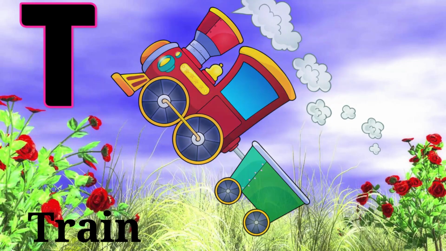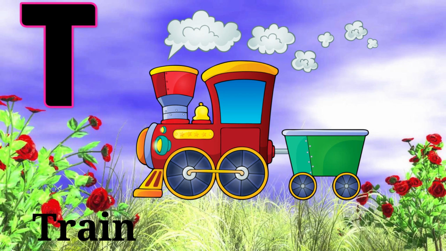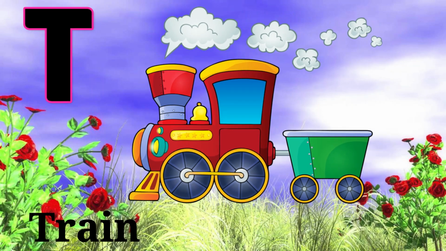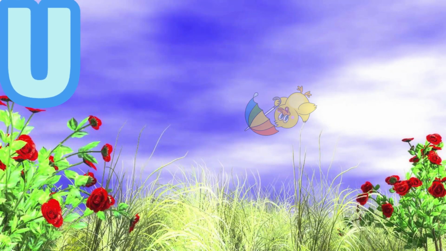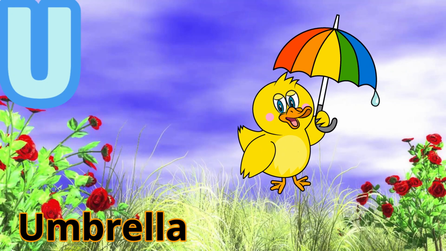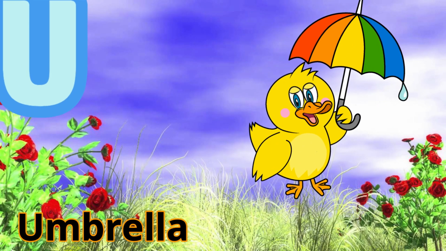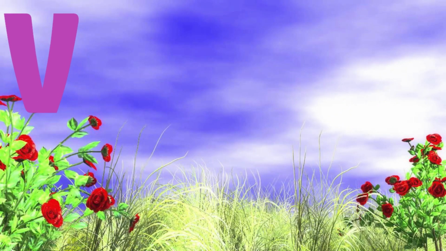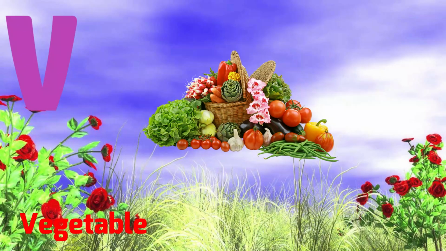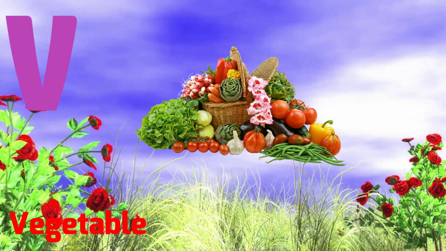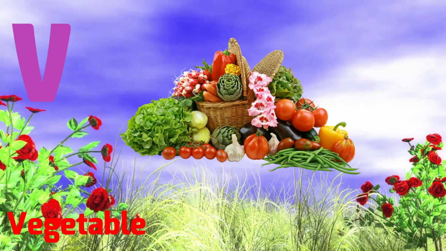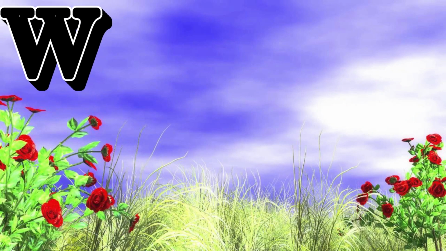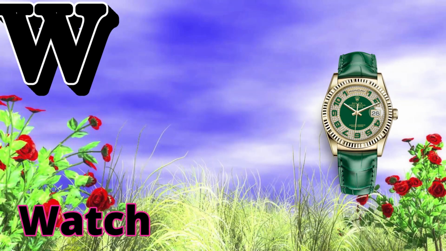T for train. U for umbrella. V for vegetable. W for watch.